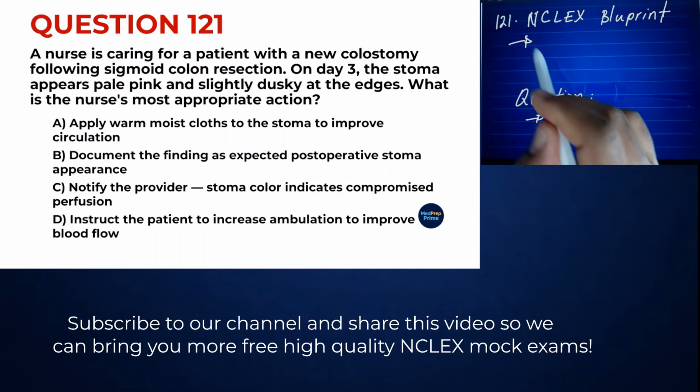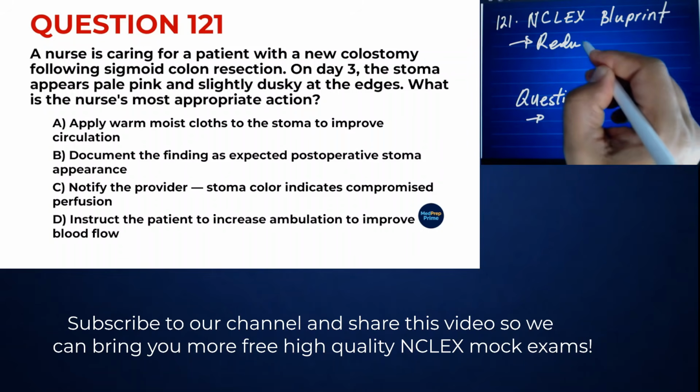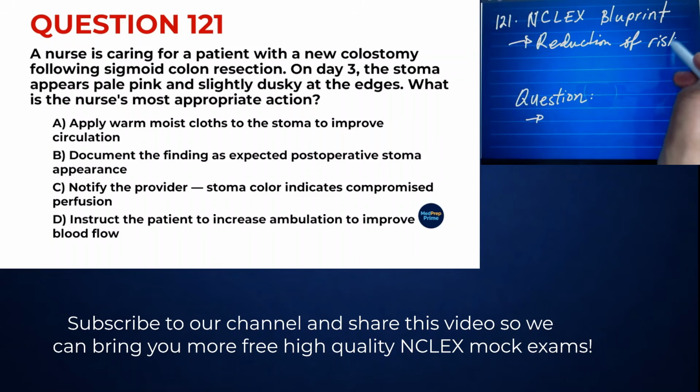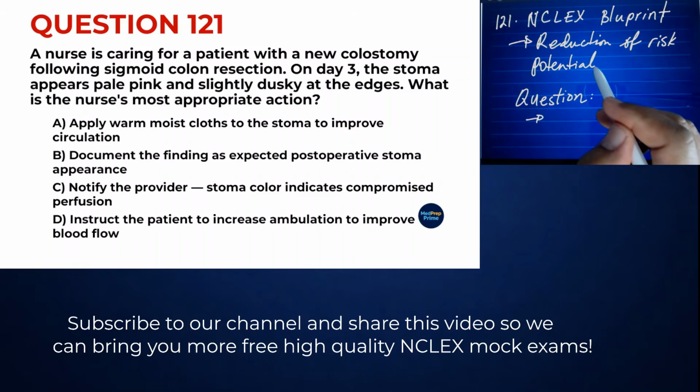Option A. Apply warm, moist cloths to the stoma to improve circulation. Option B. Document the finding as expected postoperative stoma appearance. Option C. Notify the provider. Stoma color indicates compromised perfusion. Option D. Instruct the patient to increase ambulation to improve blood flow.